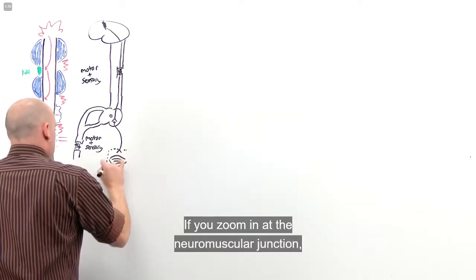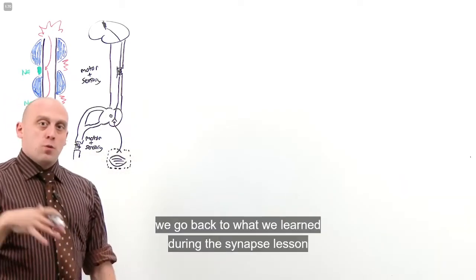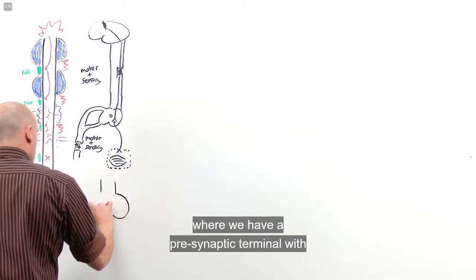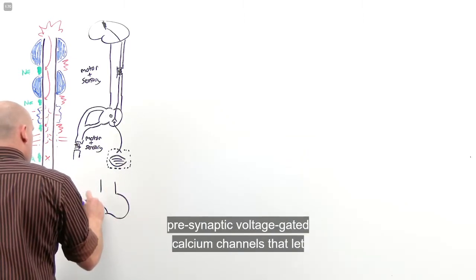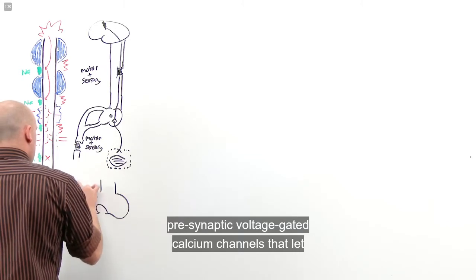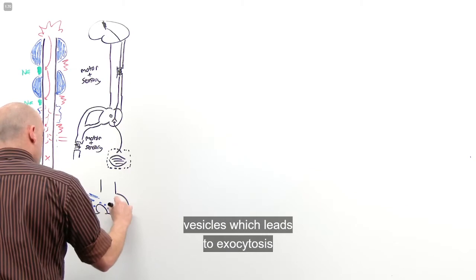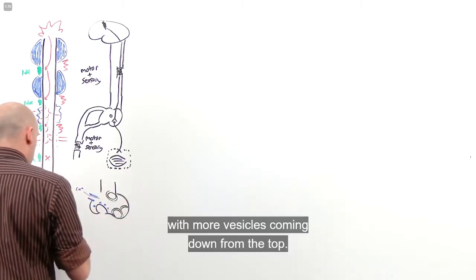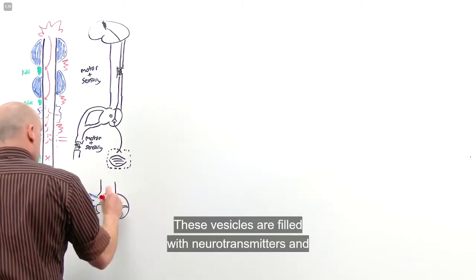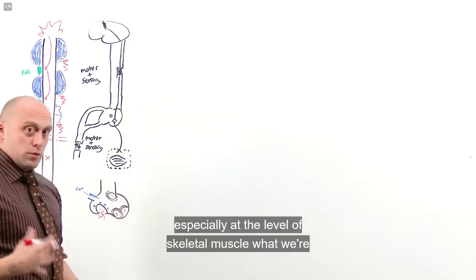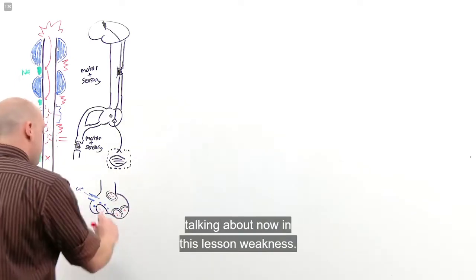If you zoom in at the neuromuscular junction, we go back to what we learned during the synapse lesson, where we have a presynaptic terminal with presynaptic voltage-gated calcium channels that let calcium in, that cause calcium to bind to the vesicles, which leads to exocytosis. More vesicles coming down from the top. These vesicles are filled with neurotransmitters, and neurotransmitter release into the synaptic cleft, especially at the level of the skeletal muscle, what we're talking about now in this lesson, weakness.